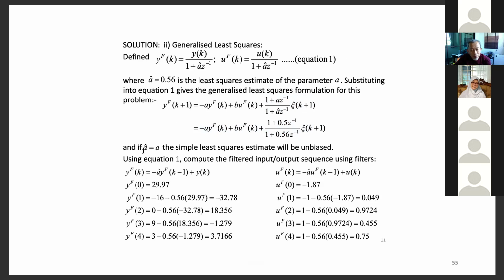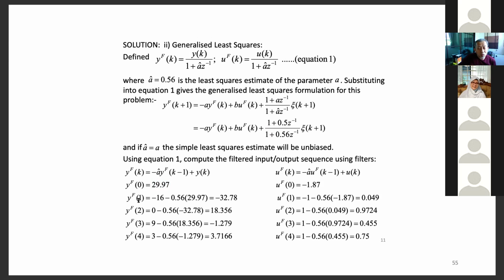So if a cap is equal to a, the simple least square estimate will be unbiased. So using equation 1, we compute the filtered input and output sequence using the filter. So y fk equals minus a cap yf k minus 1 plus yk, for the filtering part.